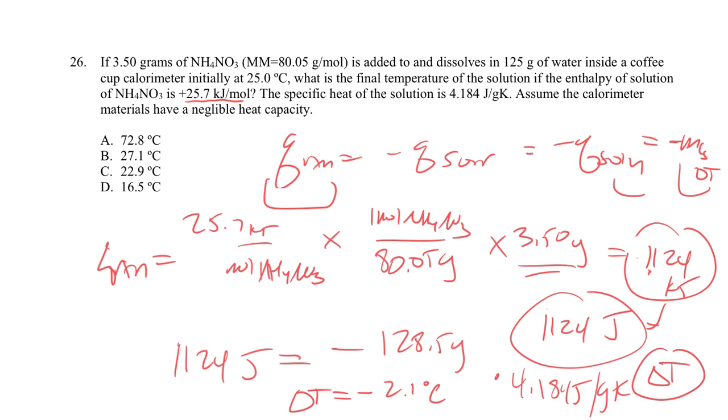So our delta T is negative, the temperature is dropping. Endothermic reaction, the temperature of the solution should drop. So the solution temperature shouldn't go up, it should go down. It goes down by 2.1 degrees C. So that's 22.9.